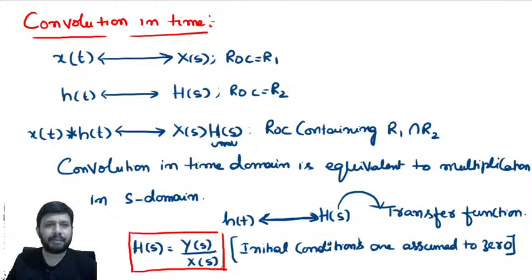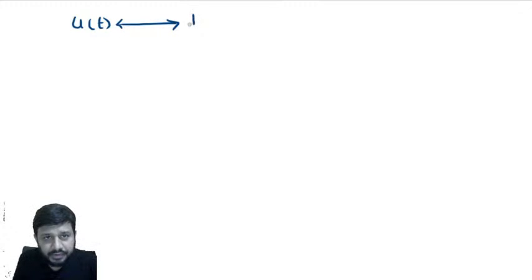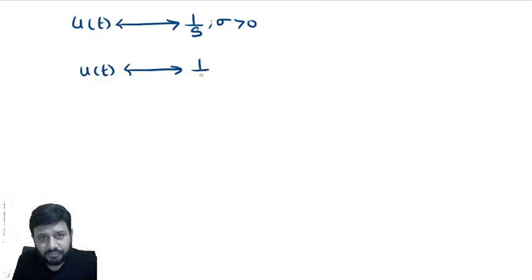Now we'll see the applications of this convolution in time property of Laplace transform. What is this property saying? Convolution in time domain is equivalent to multiplication in S domain. First application: what is the Laplace transform for u of t? 1 by s, ROC sigma greater than 0. Take one more u of t. The Laplace transform is 1 by s, ROC sigma greater than 0.